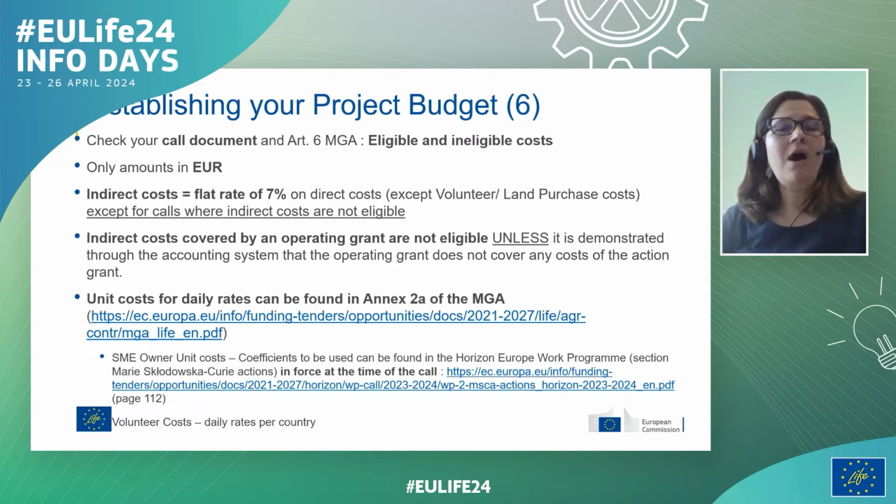If you are an organization which already receives an operating grant, normally this is not allowed unless you can demonstrate in your accounting system you have a way of separating and there's no double funding. For the unit costs, this is where you can get some guidance on how to calculate these unit costs. I will come back to that later.